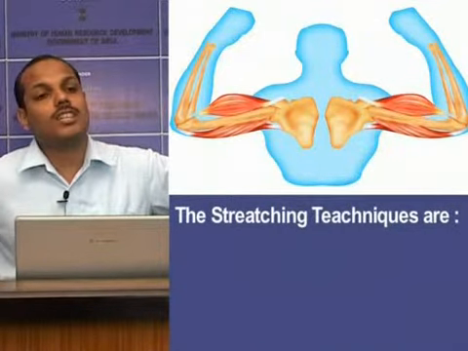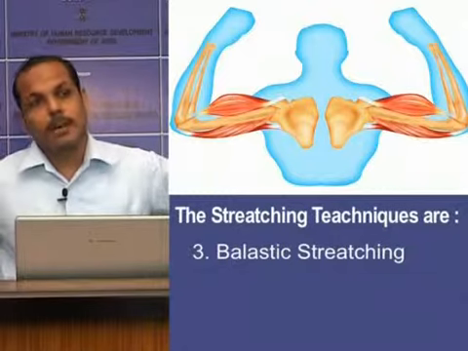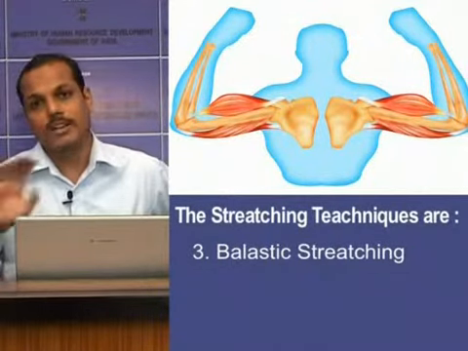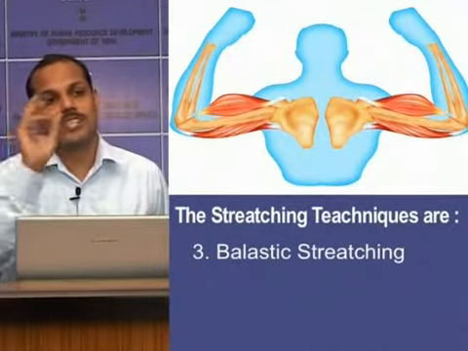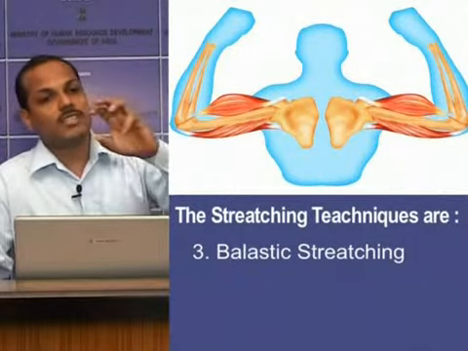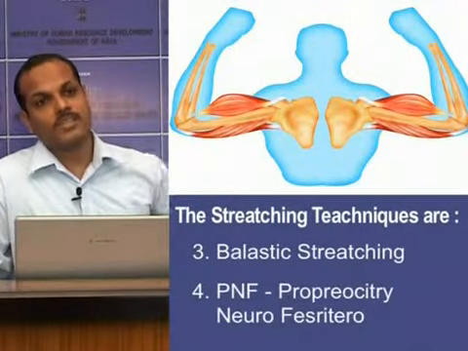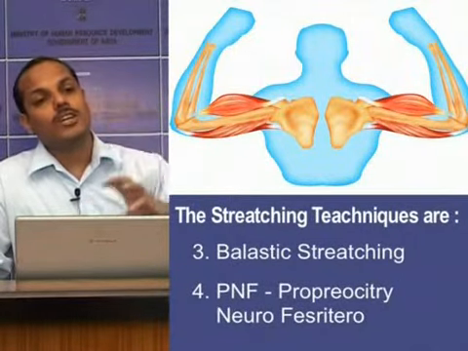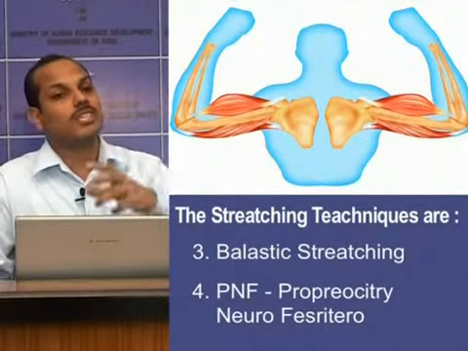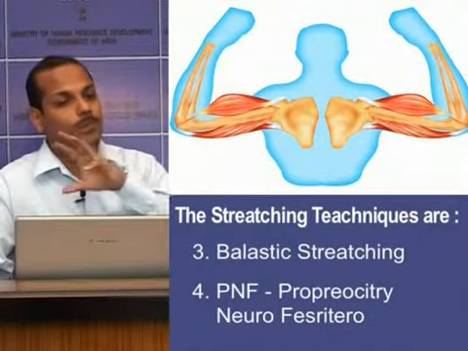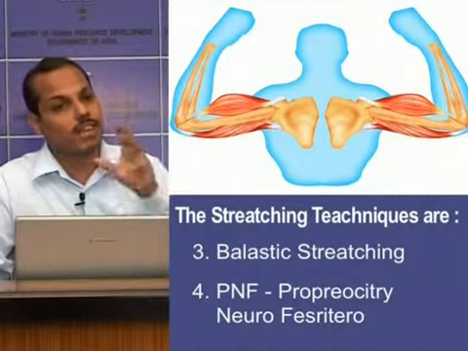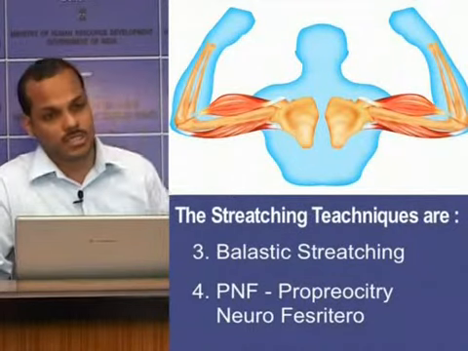The third type of stretching is ballistic stretching. Ballistic stretching means you are giving a fast stretching force and then you remove the force. This is known as the ballistic type of stretching. The next type of stretching is PNF stretching, that is, proprioceptive neuromuscular facilitation stretching program. You are incorporating functional movements along with the stretching.